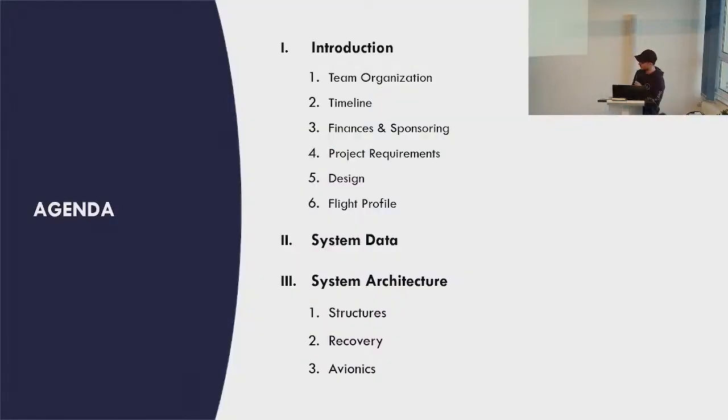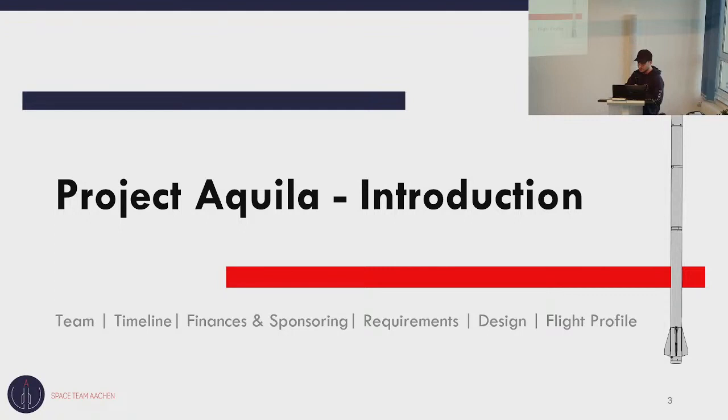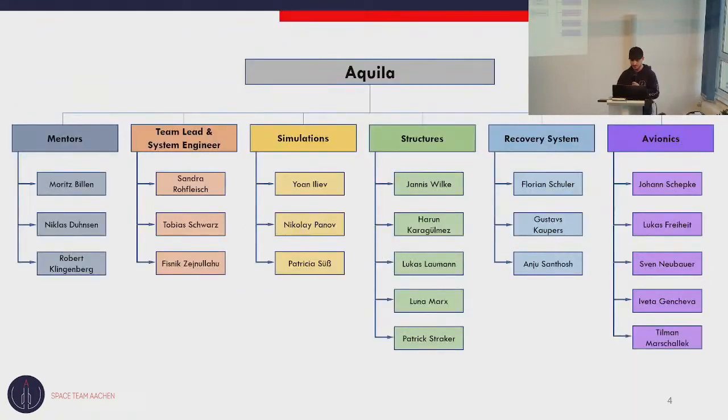First of all, a brief agenda for today: a quick introduction about some general topics, and then we're going into the system data, and afterwards we're going to go more in detail into the system architecture of the different subcomponents. So let's start with the introduction. First of all, this is the team. We consist of 22 members, of which 3 are mentors, 3 are system engineers, 3 simulations, and so on. We have split our project into different subsystems: simulations, structures, recovery, and avionics.